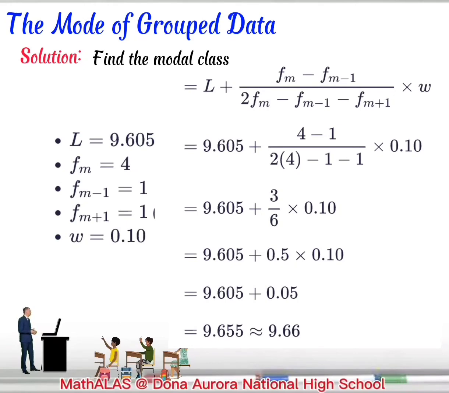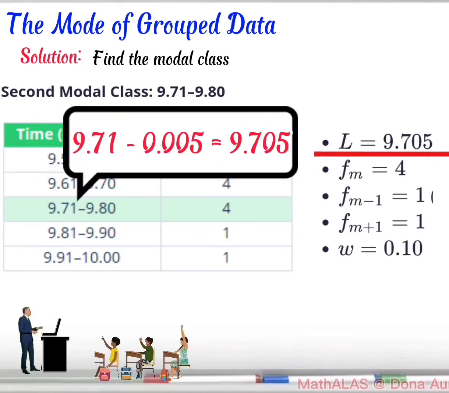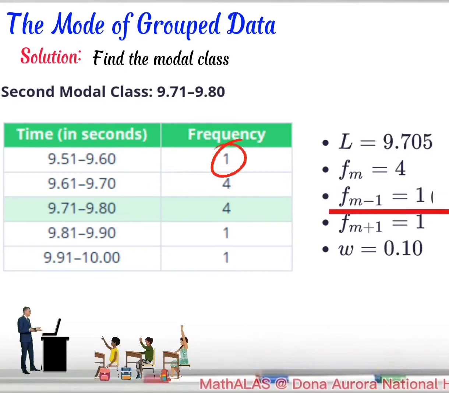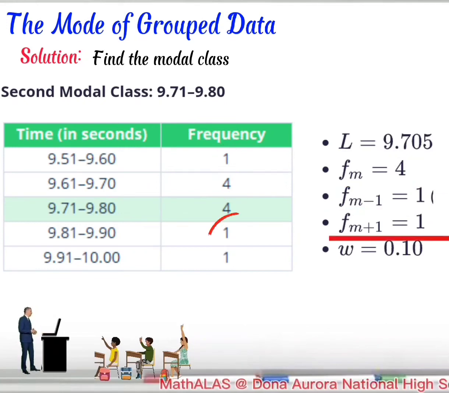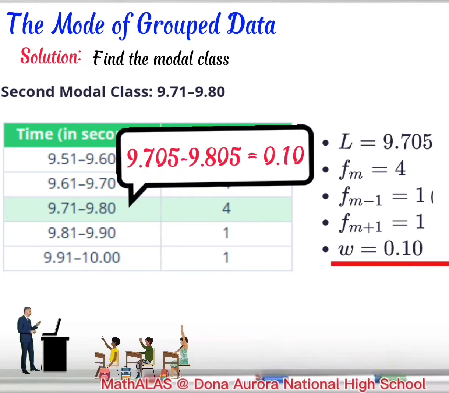That's the first mode. In the second modal class, the lower limit is 9.705. F sub m is 4. F sub m minus 1 is 1. F sub m plus 1 is also 1. And the width is still 0.10.